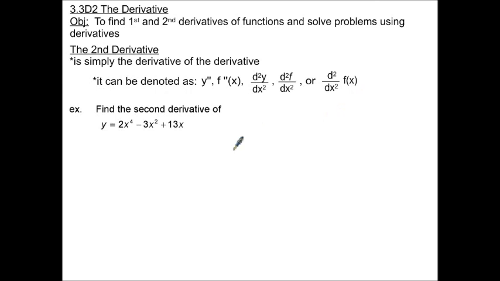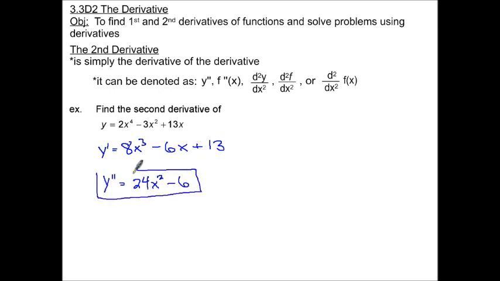If I want the second derivative of a polynomial function like this, first things first, I need the first derivative. My first derivative is going to be 8x to the third minus 6x to the first plus 13. But that's not good enough, I need the second derivative. So y double prime equals 24x squared minus 6, and the 13 goes away. There's my second derivative.